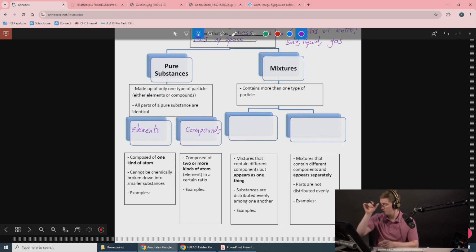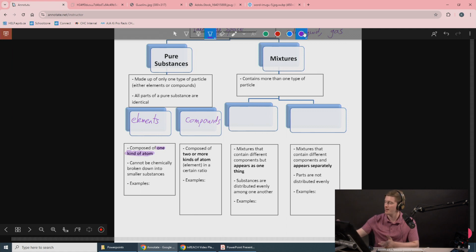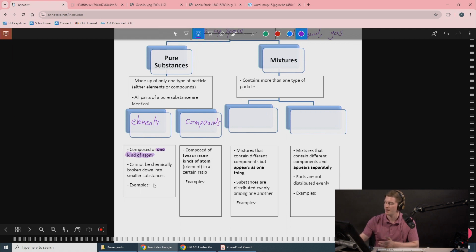Elements are composed of one kind of atom. In a later lesson, we're going to be looking at the periodic table of elements. So anything that you see on the periodic table is an element. And you can think of an element as kind of like a flavor of atoms. We can't break these down chemically into smaller substances. Sometimes they exist in pairs. Examples of elements, you could have iron is an element. It's on the periodic table. Its symbol is Fe.